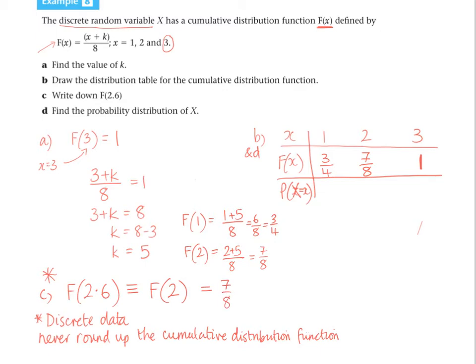Okay, so for part D, we want to find out what the individual probabilities are. So the probability of x equals 2 is going to be the cumulative of 3 minus the cumulative of 2, and that's simply 7/8 take away 6/8, so that's going to be 1/8. So we'll put 1/8 in there. That one stays the same, it's 3/4.